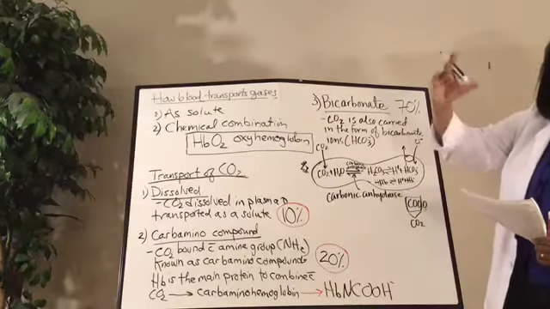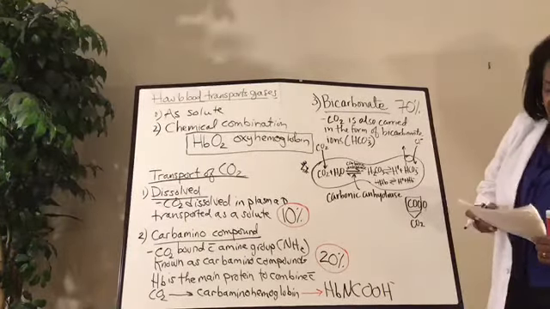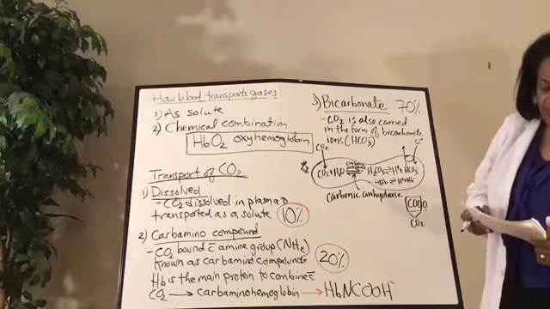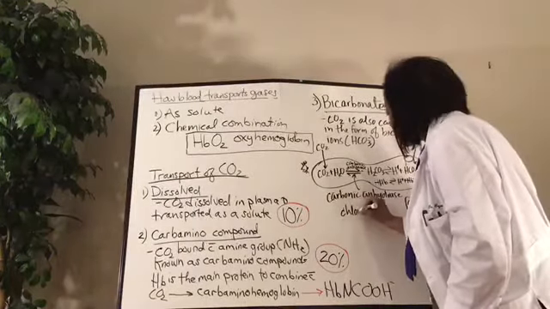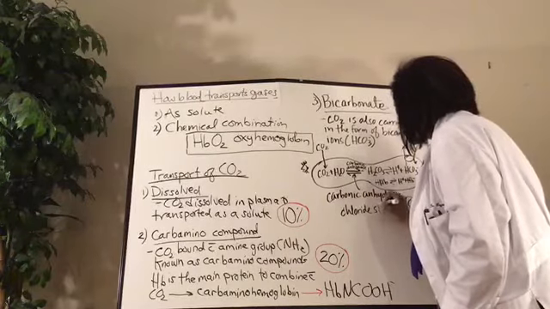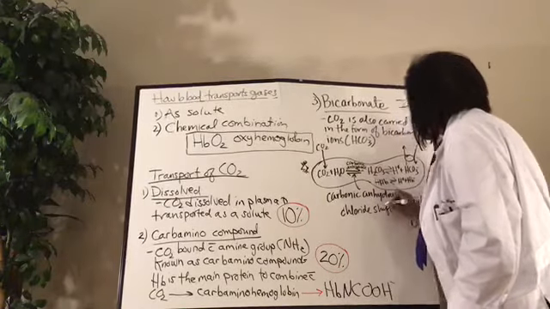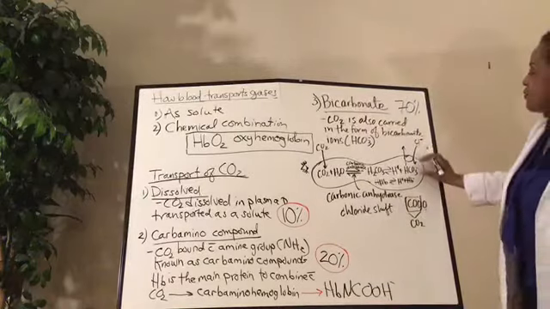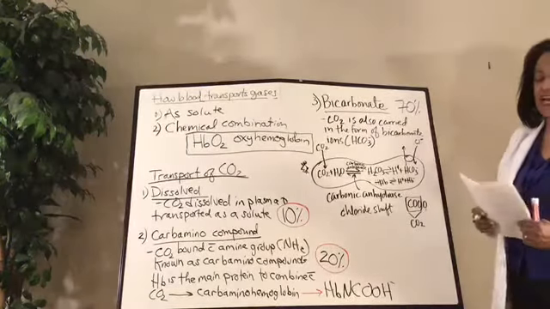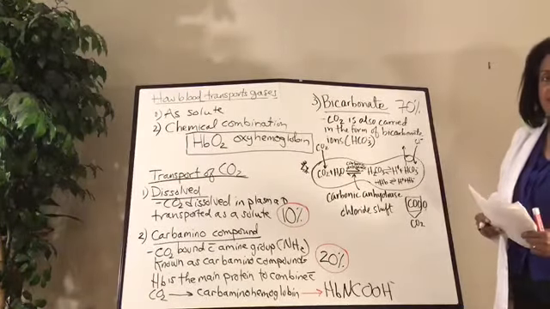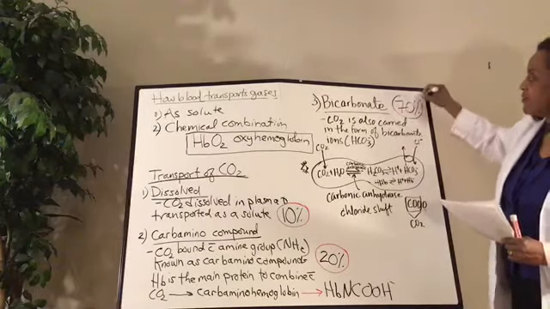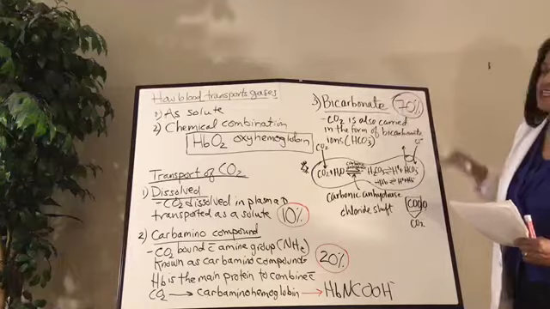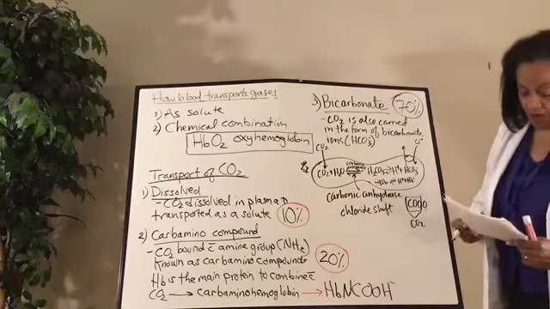When that shift occurs, that is called a chloride shift. The chloride comes in to replace this negative ion that left, the bicarb. Please remember, 70% of our carbon dioxide leaves through a bicarbonate.